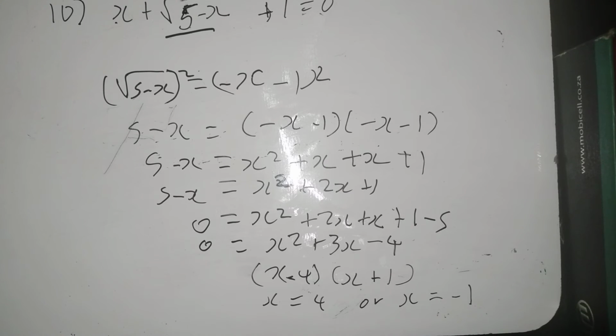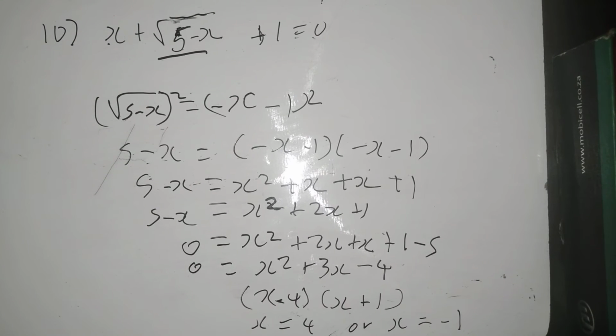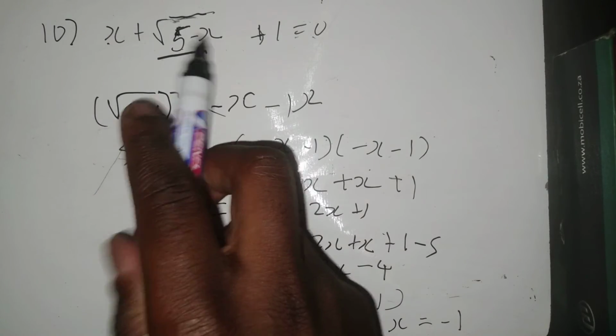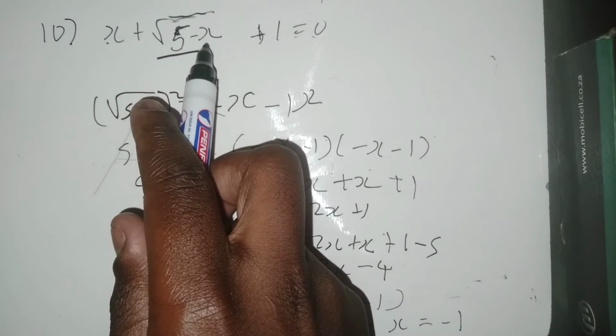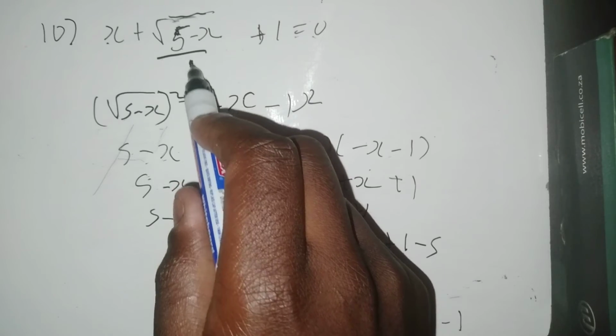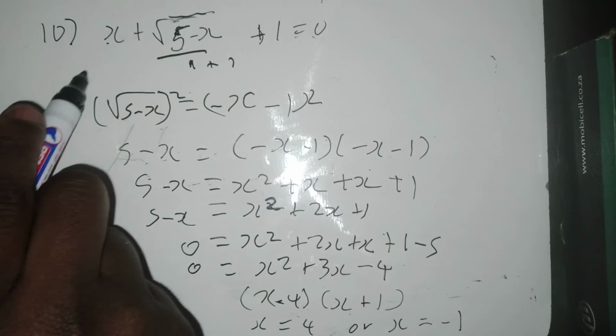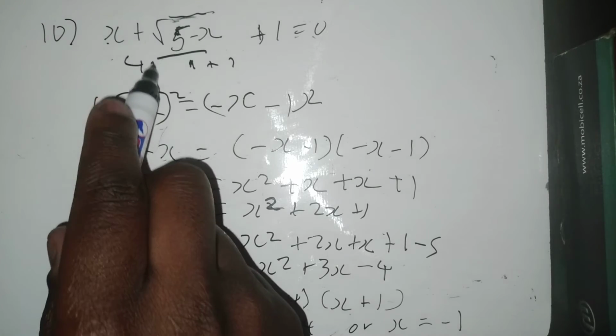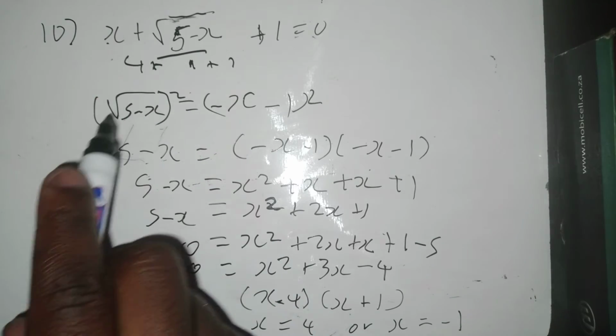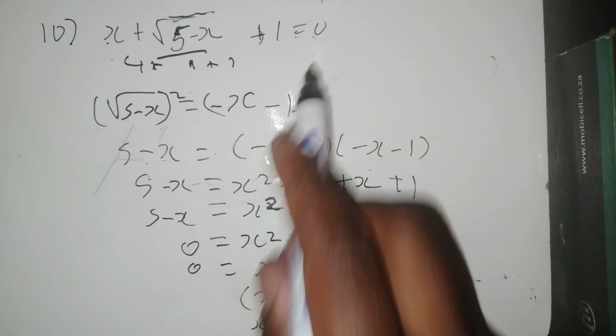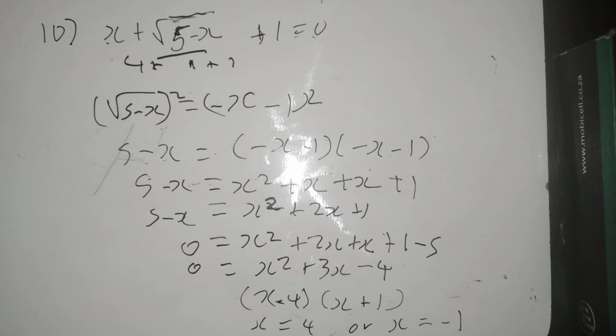So let's check if they both work or what. If I put 4 there, 5 minus 4 is 1, right? So here it becomes a 1, so this side becomes a plus 1. You can use the calculator, right? If I put 4 here, we have 4 plus 1, which is 6. But it's not equal to the right hand side, which is 0, right? So it's definitely not equal to 0. So this is not applicable.